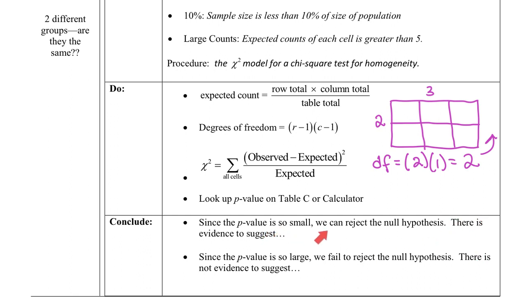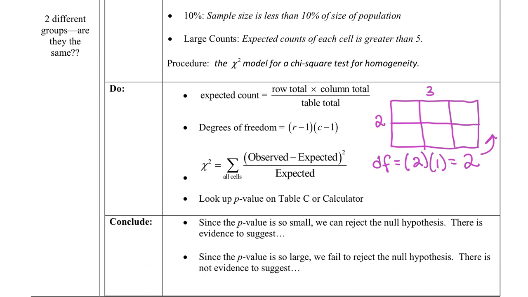Remember, this second part is always about the alternative. Oh, sorry, they kind of reversed these. We usually talk about fail to reject first. So yes, there is evidence to suggest the alternative is true, or it's so large we fail to reject, so there's not evidence to suggest that it's true.